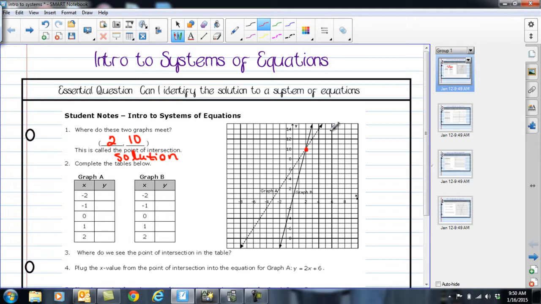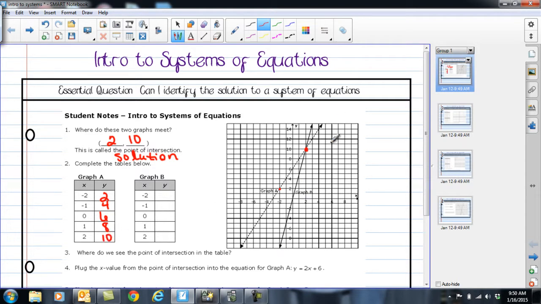So graph A is the dotted one. So when x is -2, it looks like y is 2. When x is -1, y is 4. When x is 0, it's 6. When x is 1, we're at 8. And when x is 2, we're at 10.